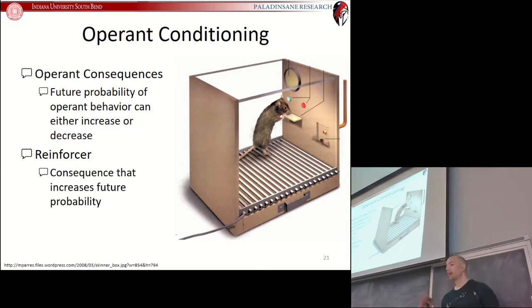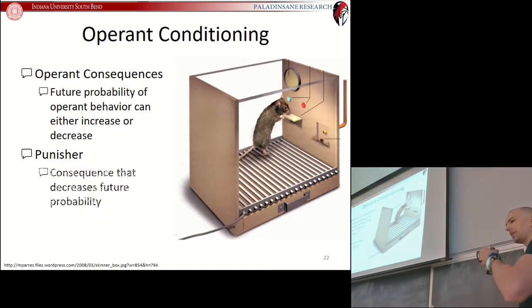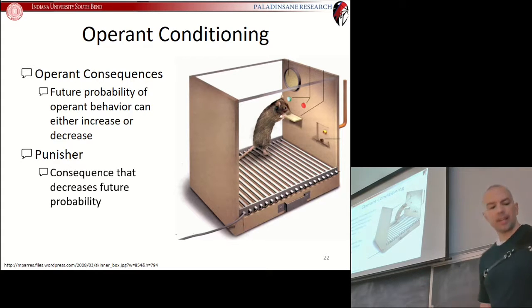We're going to see that this is an important definition, because whether or not something is a reinforcer can change depending upon the situation. So we have the reinforcer, a consequence that increases the future probability. The opposite of that is a punisher, and a punisher is a consequence that decreases the future probability of the operant behavior that led to that operant consequence.